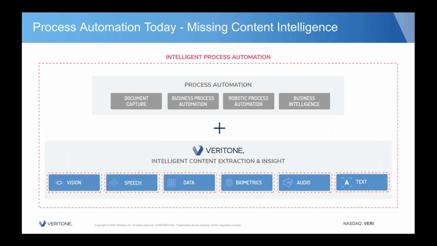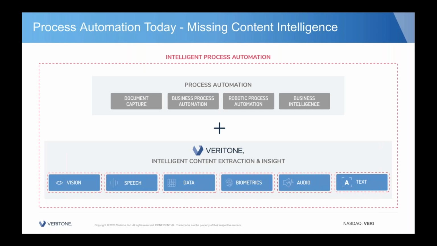So what about process automation today? Where does Veritone come in? Well, many organizations already have business process automation, RPA, robotic process automation. They might have a document capture system. They might be doing BI. And they're trying to automate end-to-end processes, whether that be onboarding, claims, customer service, new accounts, whatever the case may be.